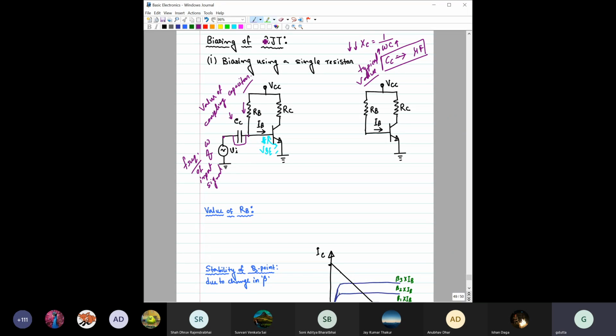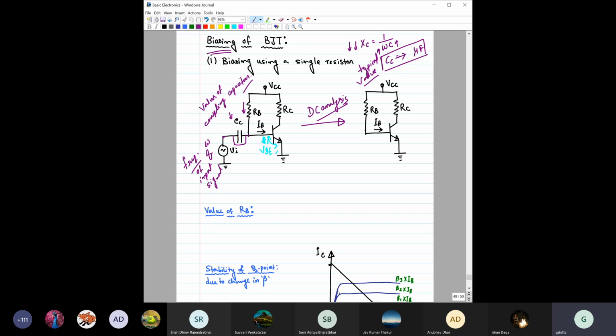Now we are analyzing the biasing part, and biasing means only the DC part, so we should focus only on the DC part. When you do the DC analysis, this capacitance can be considered an open circuit. So you neglect this whole part because it is not there. The circuit basically becomes as simple as this, right?